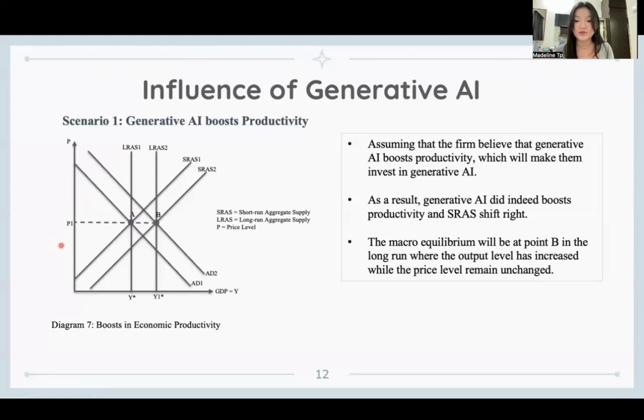Hence, they will invest in generative AI, and since investment increases, AD increases, shifting AD1, as we can see here, to AD2, over here. It turns out that generative AI did indeed boost productivity, shifting SRAS1 over here to SRAS2 over here. Since the productivity and output will permanently be on a higher level, LRAS1 here will shift to LRAS2 here. Then the macroequilibrium will now be at point B over here in the long run, where the output level has increased from Y star to Y1 star, and the price level remains unchanged over here.